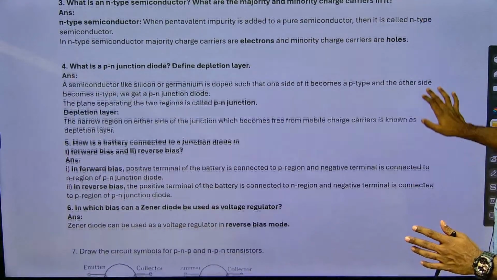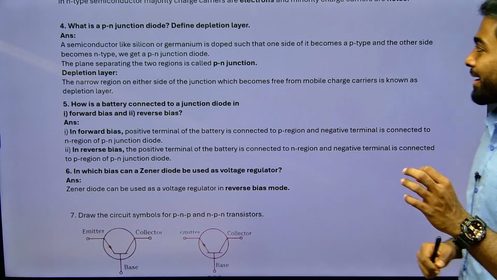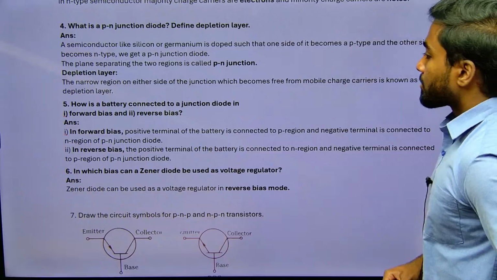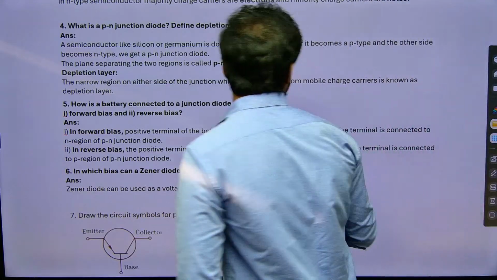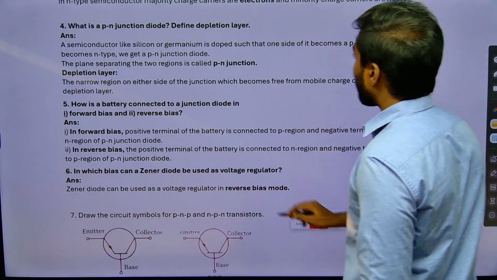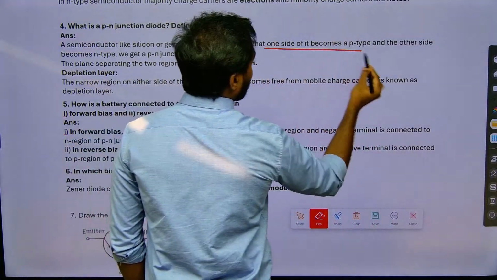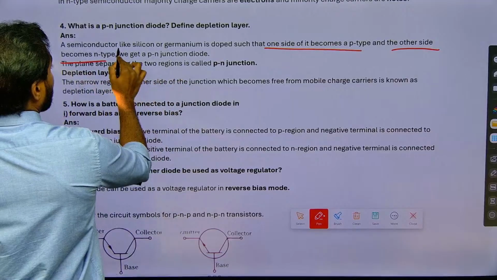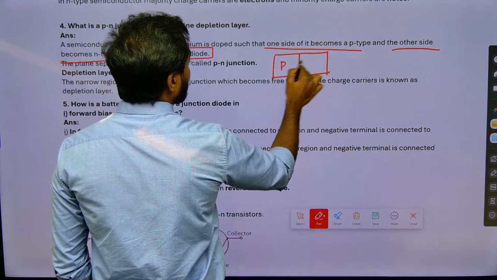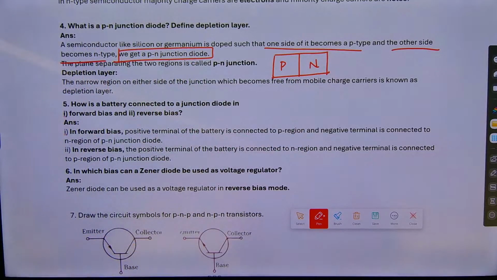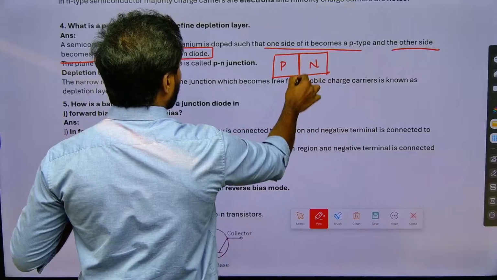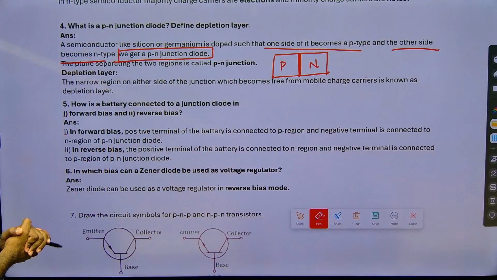That is the 4th question now. What is a PN junction diode? Define depletion layer. A semiconductor like silicon or germanium is doped such that one side becomes P-type and the other side becomes N-type, so we get a PN junction diode. The layer which is separated is the depletion layer we are talking about.